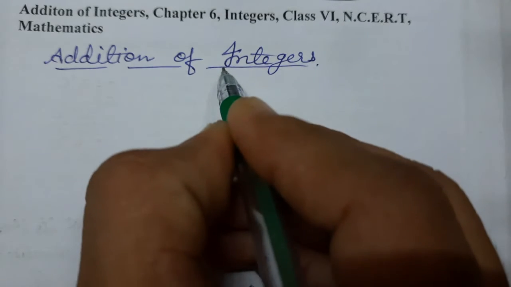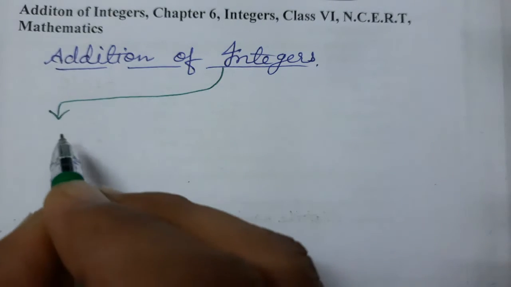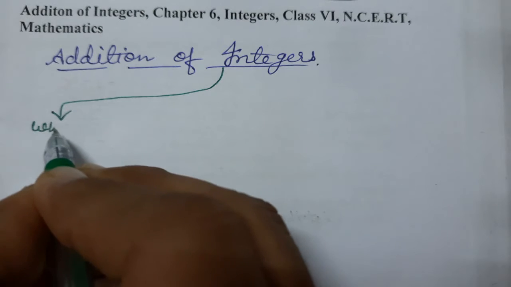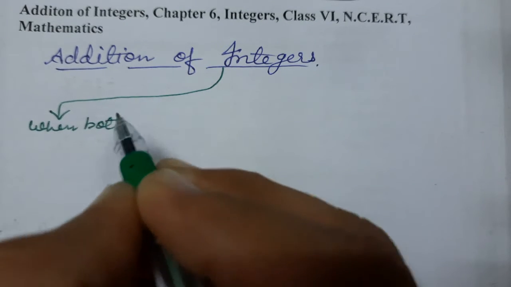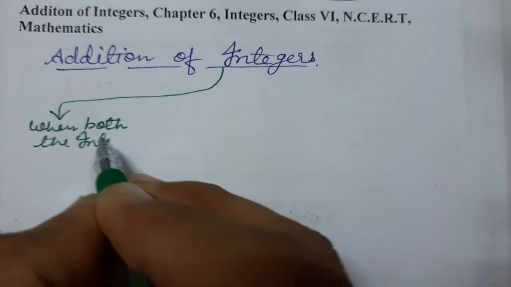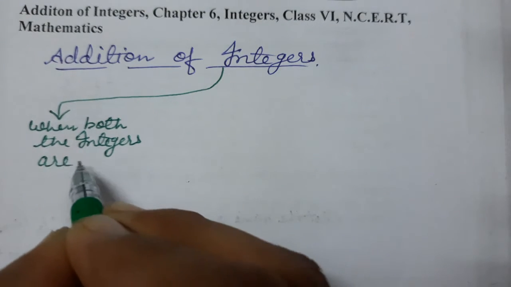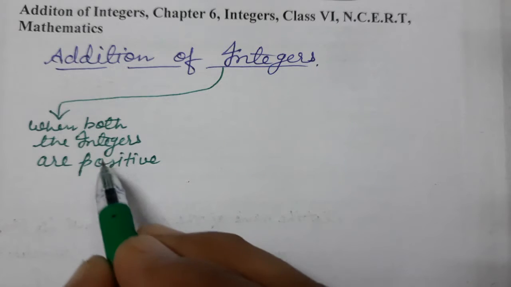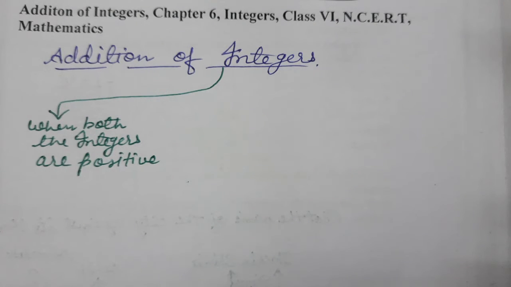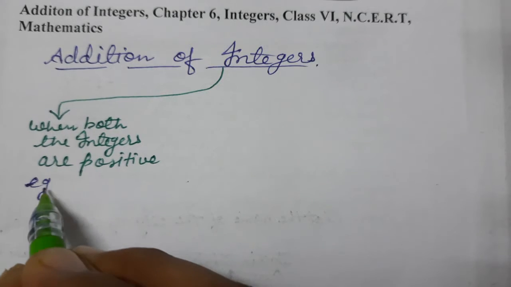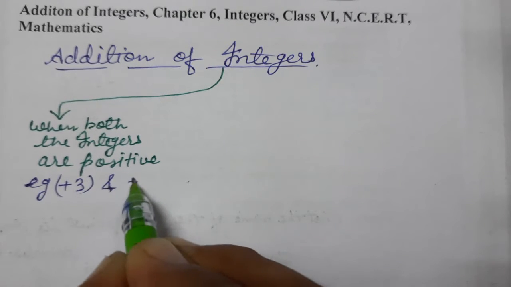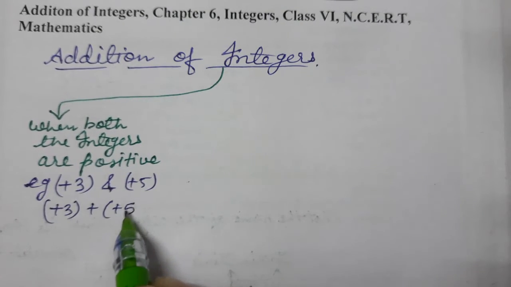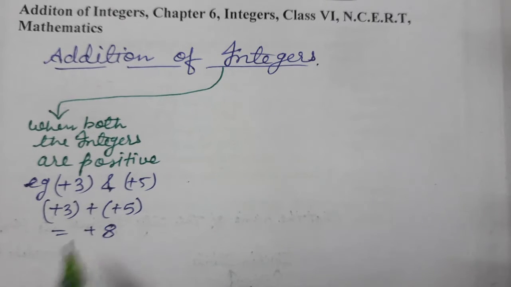What are they? First one, when both the integers are positive. We know integers are positive, negative and 0. So when both are positive, it is very easy, we can simply add. For example, plus 3 and plus 5. So how to add? Simply add, plus 8.